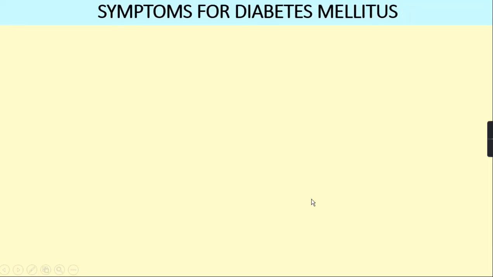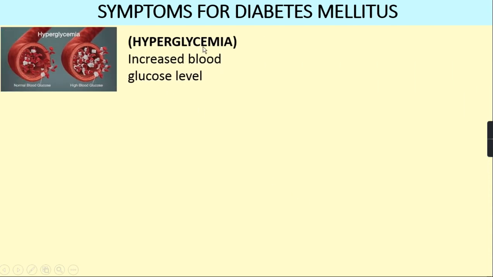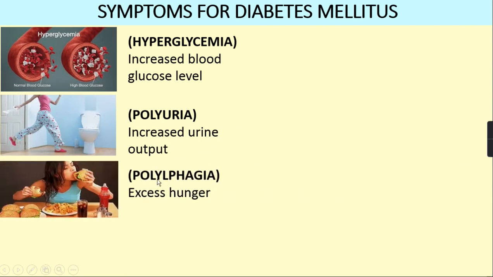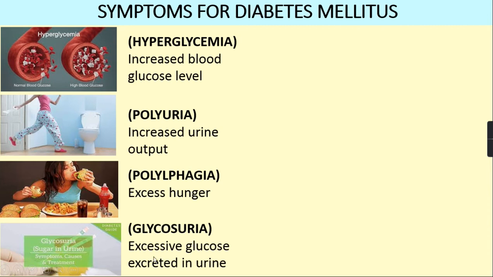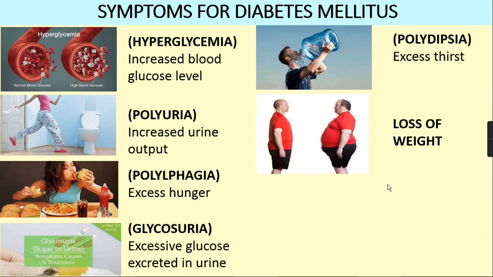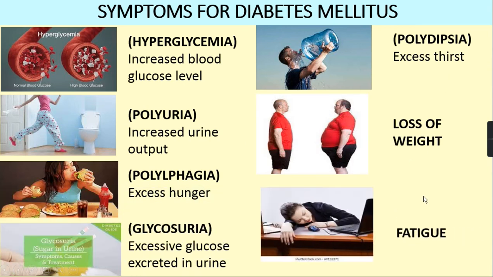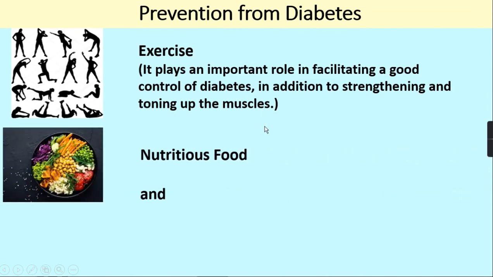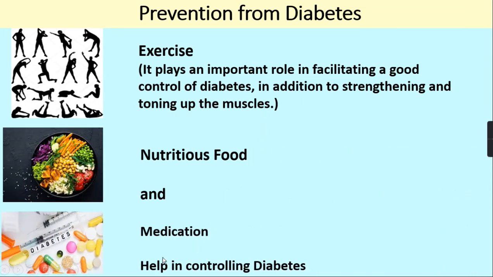Symptoms for diabetes mellitus: hyperglycemia, increased blood glucose level; polyuria, increased urine output; polyphagia, excess hunger; glycosuria, excess glucose secreted in urine; polydipsia, excess thirst; loss of weight, and fatigue. Prevention from diabetes can be by doing exercise, eating nutritious food, and medication helps in controlling diabetes.